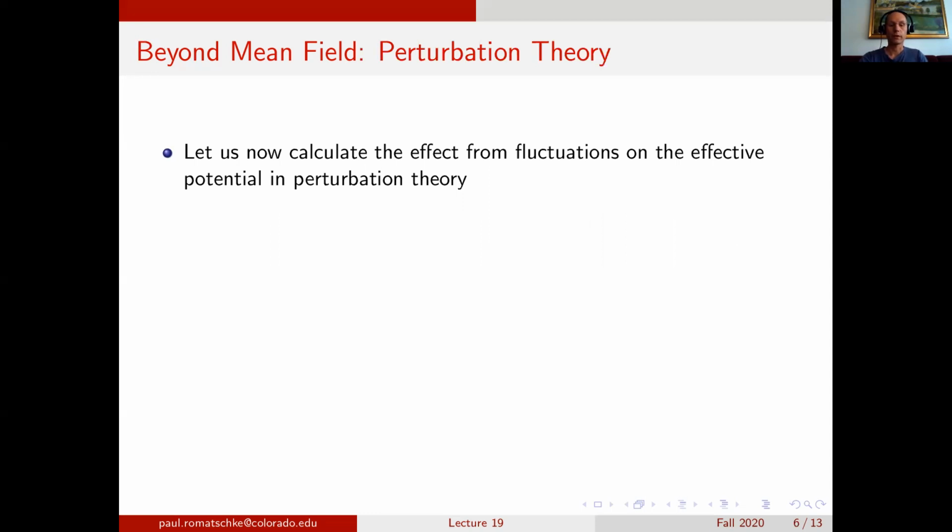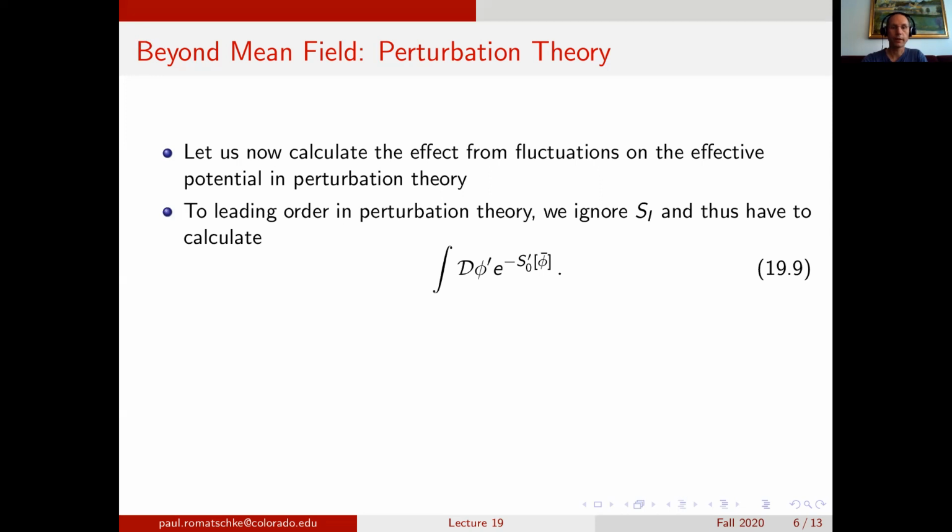Now, the theory itself has to tell us which of the phases is actually realized at which temperature. So now that we've set up the nomenclature, let us calculate the effect from integrating out the fluctuations on the effective action in perturbation theory. We start by ignoring the interaction term S_I completely, and then we have an integration over the fields with essentially a free action S_0 prime, where just the mass parameter is non-standard.